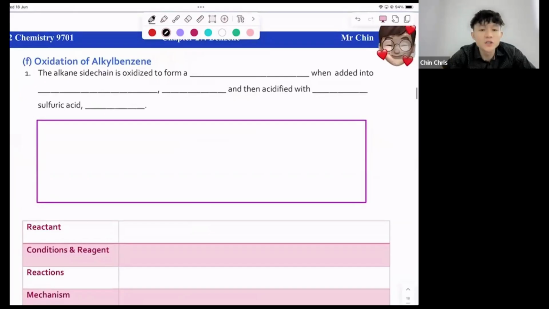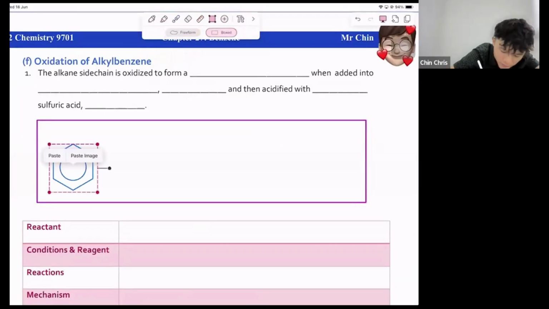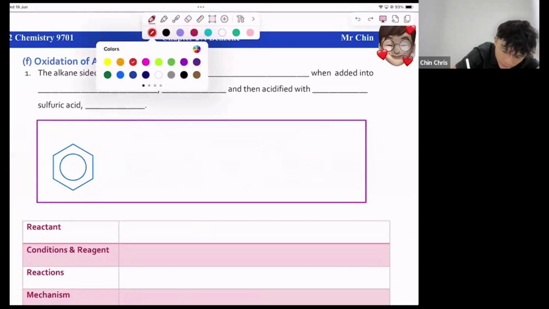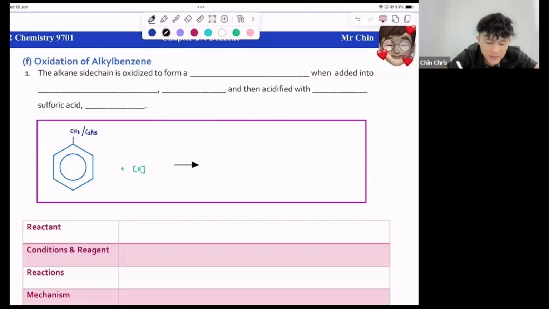Okay, right now let's look at the next reaction that we have. It's oxidation of alkyl benzene. That's the second last one already. So the alkane side chain, for example, never mind, I should draw it out first before explaining. So I have a side group here, which is a methyl, ethyl, or whatsoever, anything. So I can always oxidize this alkyl benzene, be it CH3, C2H5, C3H7, things like that.